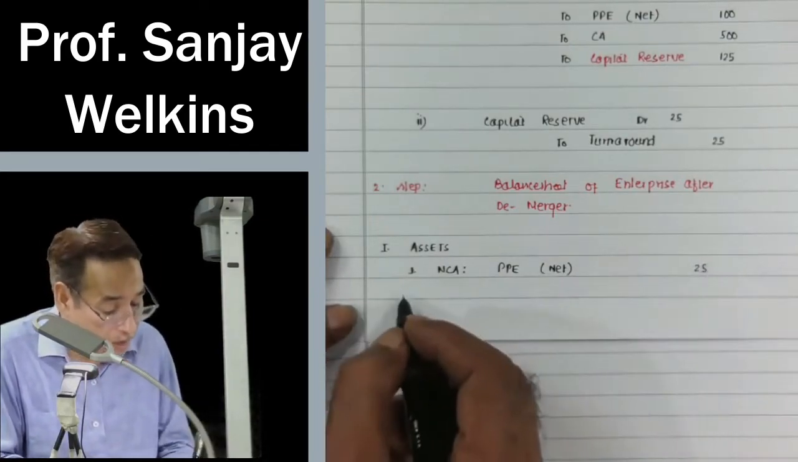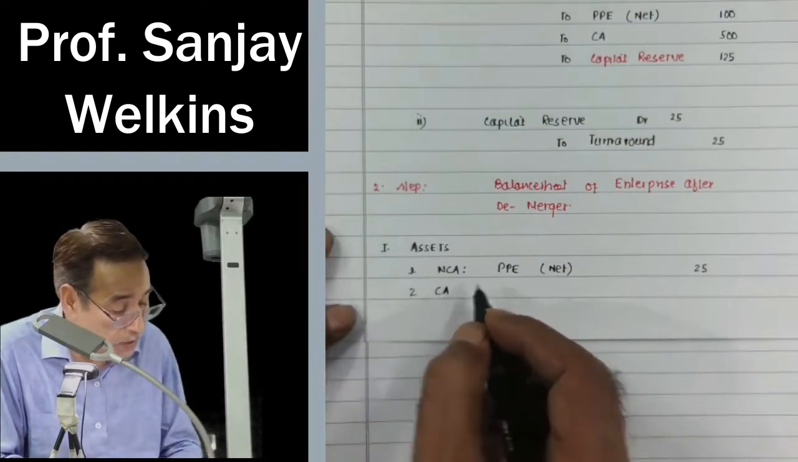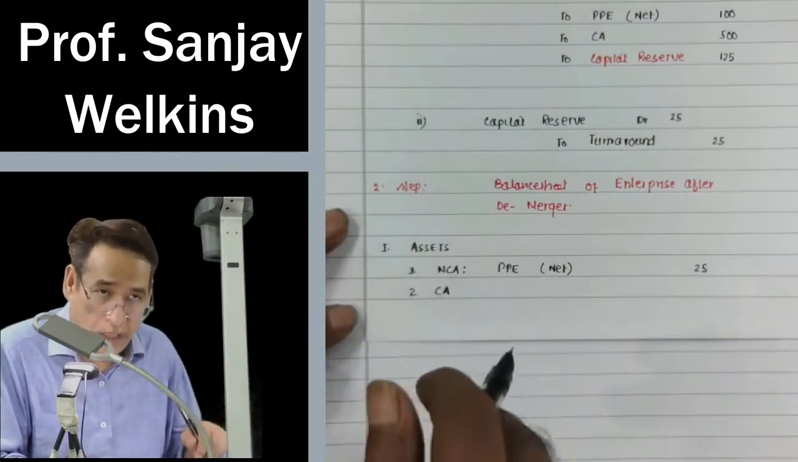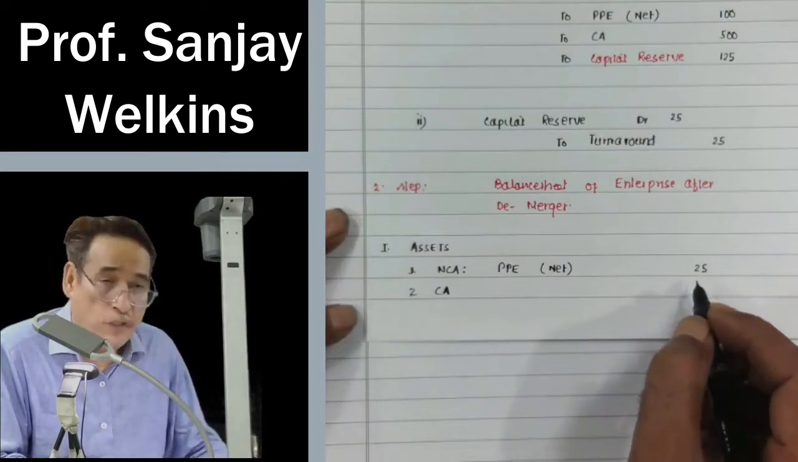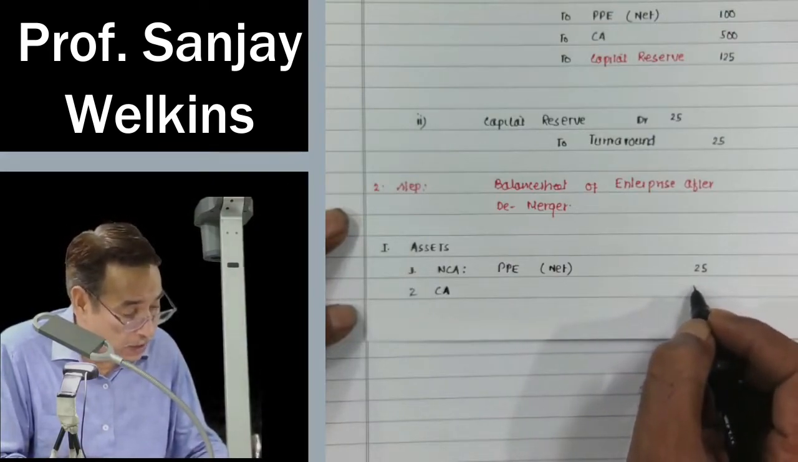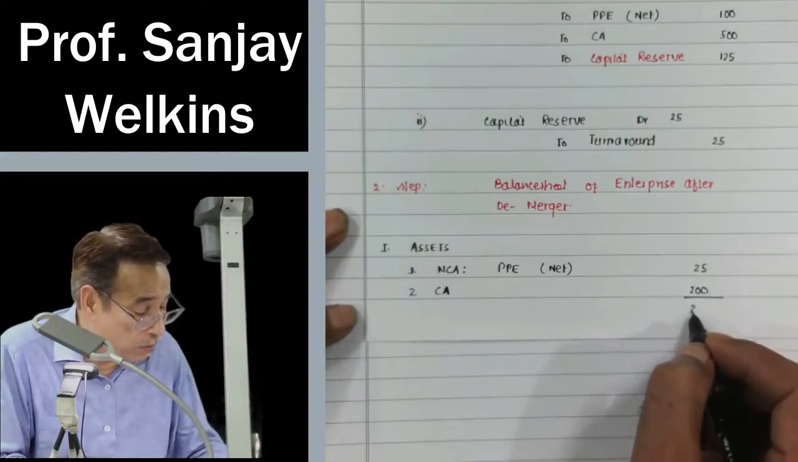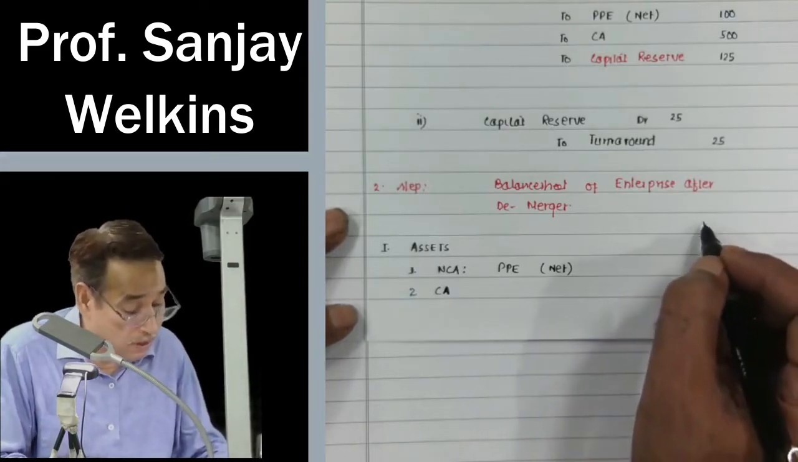Correct? Then only one more item is there, that is current asset. Now current assets of the division which is remaining with us, that is laptop division, because Mobile Division is sold out, and current assets are equal to 200. So you can see, so easy to prepare balance sheet. It is not a very Herculean task. Isn't it or not?